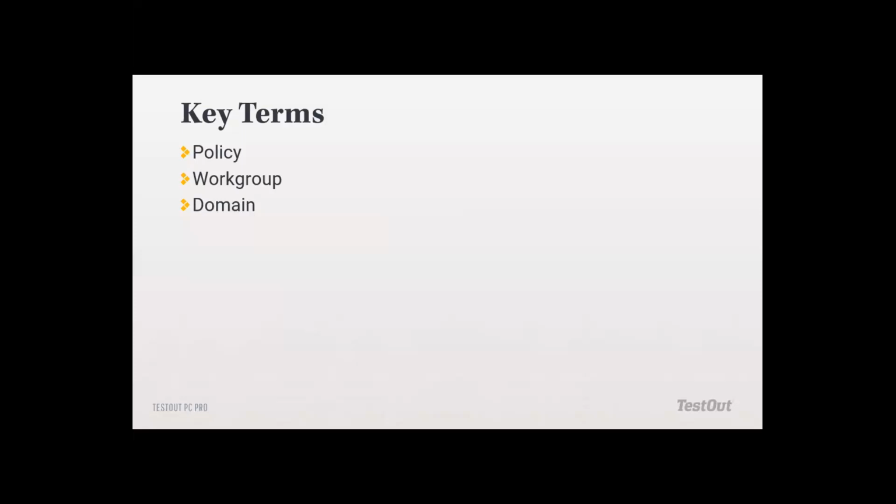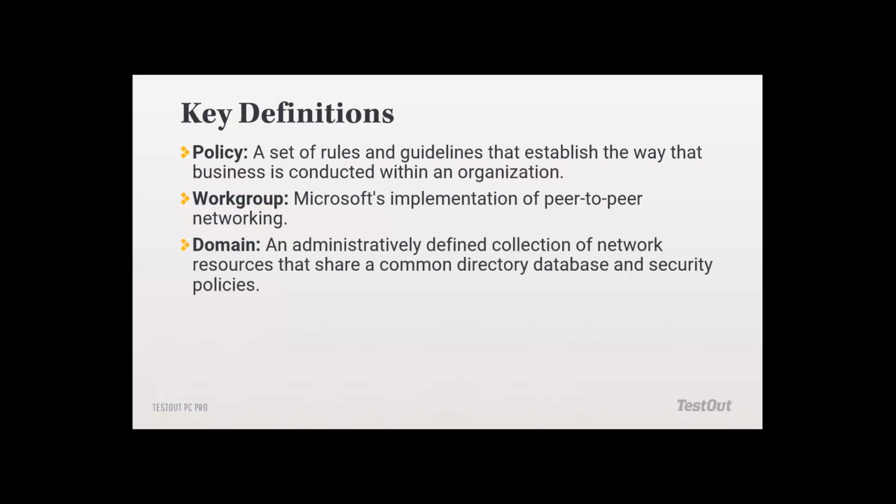So we're going to look at what a policy is, what a work group is, and what a domain is. All of these fall under Active Directory. First of all, a policy is a set of rules and guidelines that establish the way that business is conducted within an organization. The enterprise versions of Windows permit you to set up policies. Work groups are Microsoft's implementation of a peer-to-peer networking interface. So if you want to set up an interface where there's no server, all computers are interconnected to each other, but there's a set of rules that govern exchange of data within that interface, you implement that using a work group. And a domain, on the other hand, is an administratively defined collection of network resources that share a common directory, database, and security policies.